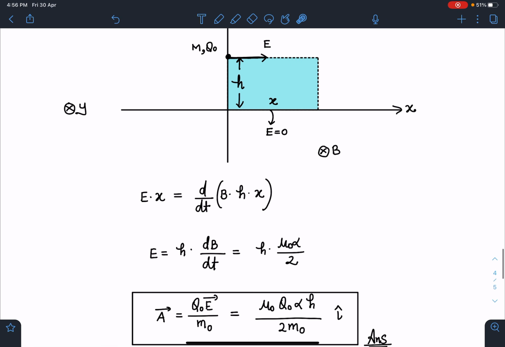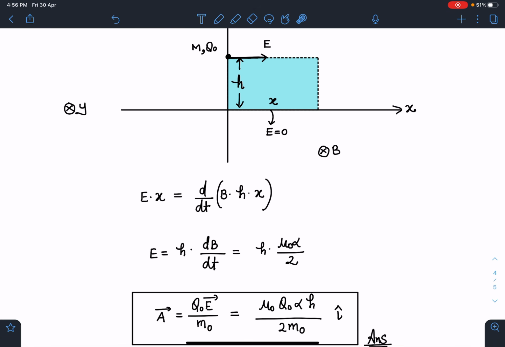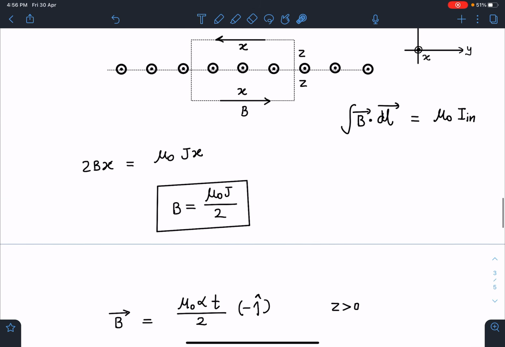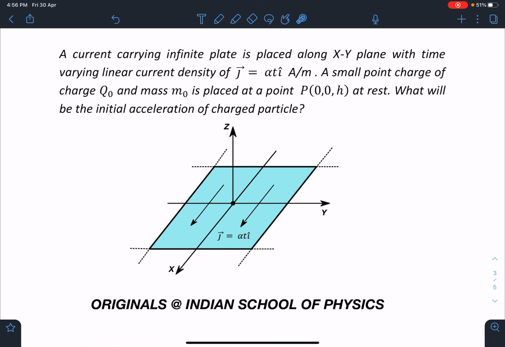I hope you have enjoyed this video. You have learned something new, how to handle a time varying magnetic field and the corresponding induced electric field in a non-cylindrical region.